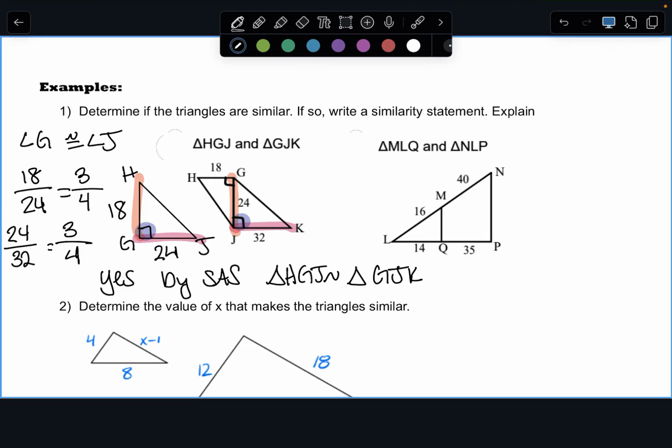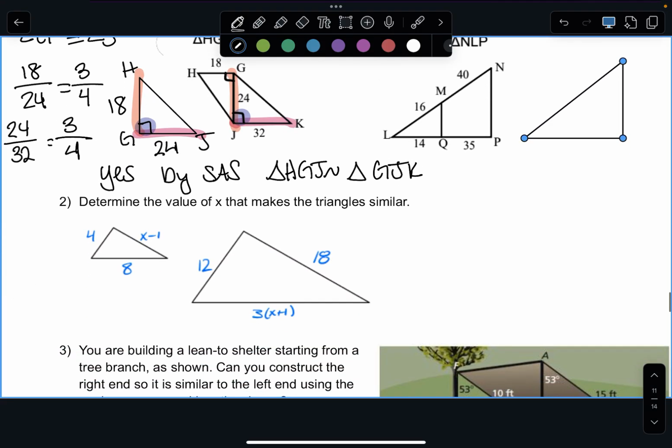Questions on that one? Again, we needed 2 sides and the angle in between. Okay, let's do another one. This one has you compare this small triangle right here, LMQ, and the bigger triangle, LNP. I'm just going to, for convenience, draw my big triangle off to the side and relabel some things so I can line them up nicer. So here's my big triangle.